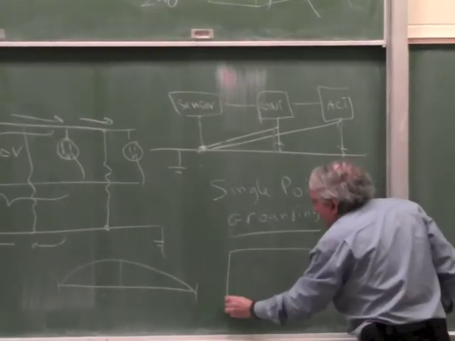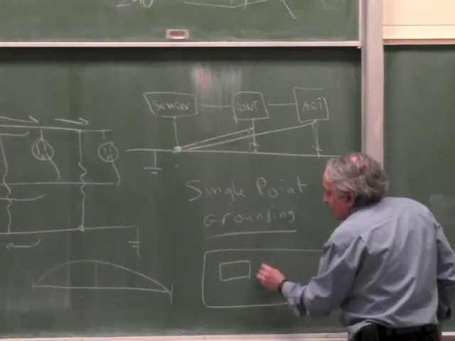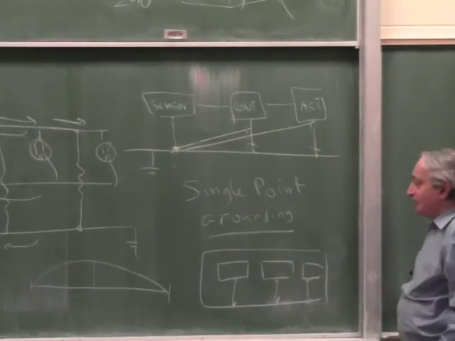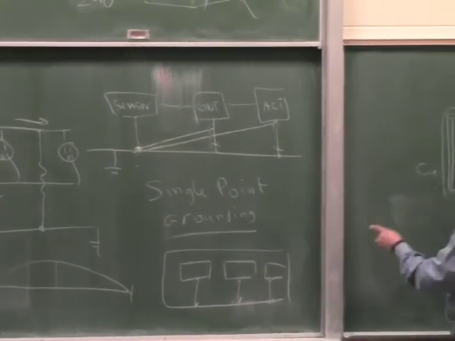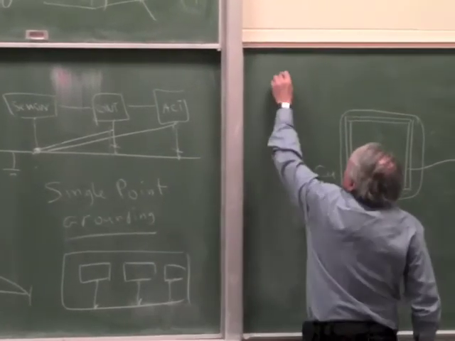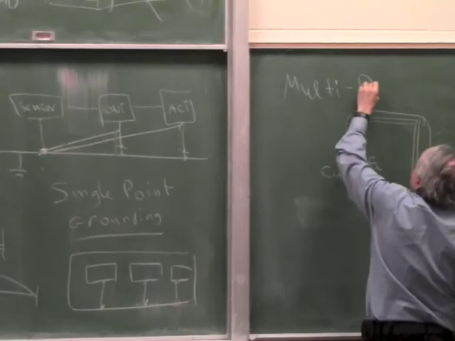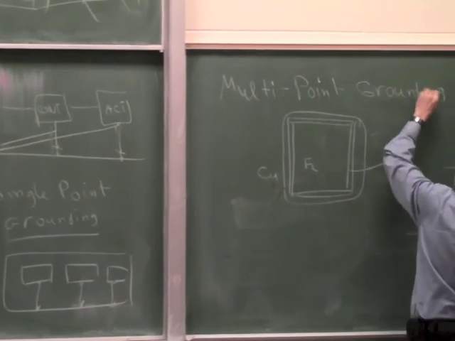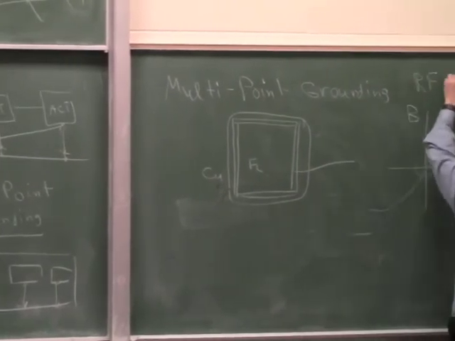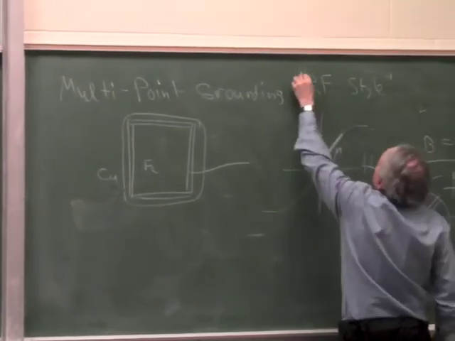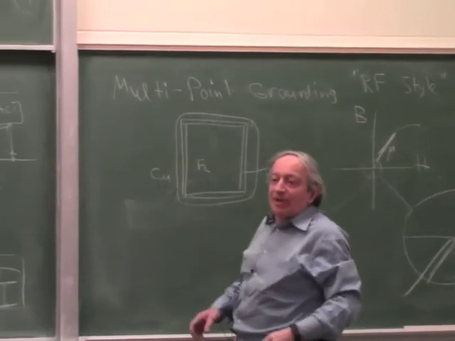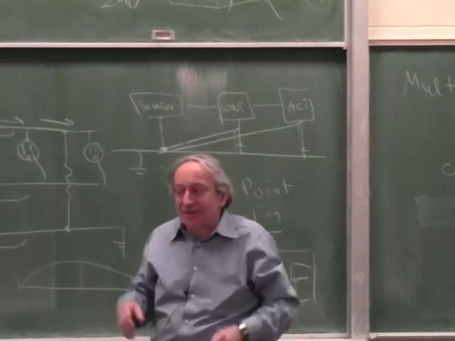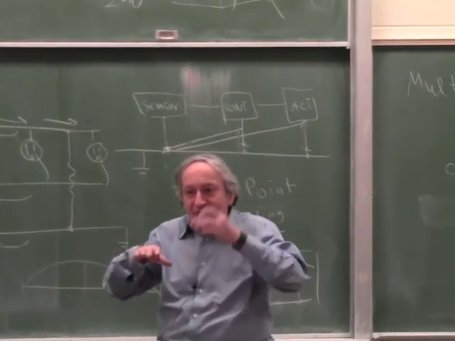So let's say you have a big metal case and you have all kinds of boxes inside. You ground each box to the nearest path possible, and this is called RF style grounding or multi-point grounding. Or sometimes referred to as RF style, because all RF systems are grounded like that. So if you take apart your cell phone, you take apart anything which deals with RF, your router, the internet router, there is some ground plane and everything is connected to the ground plane.